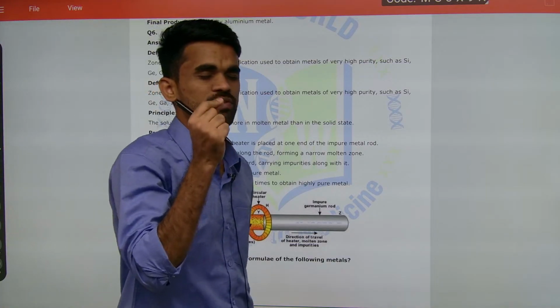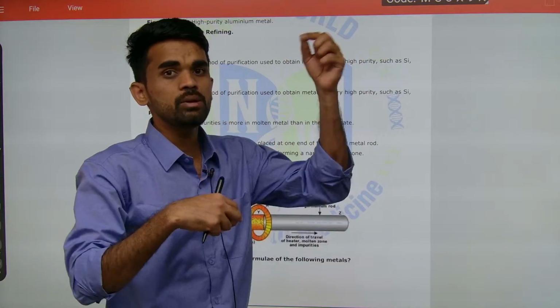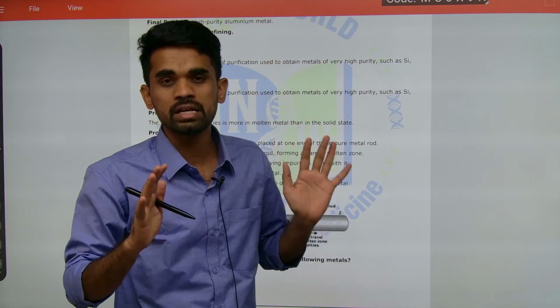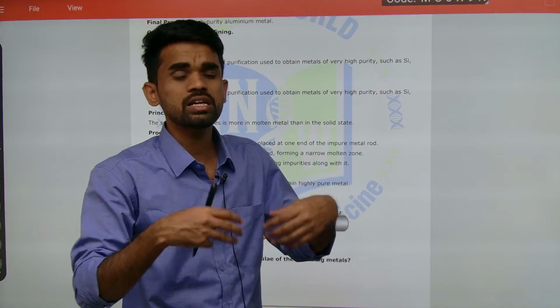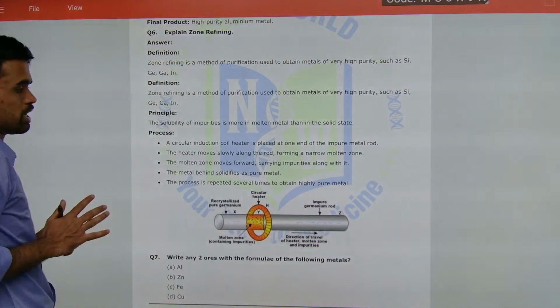So what is zone refining? Zone, it is a hot zone, you can remember. So in the hot zone, impurities will dissolve more, or are more soluble, when we compare with the solid substance. Hot zone is nothing but a molten state, a molten zone here. Metal in the molten form, that's it.